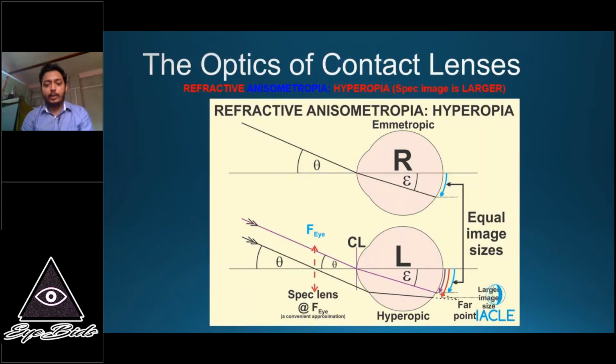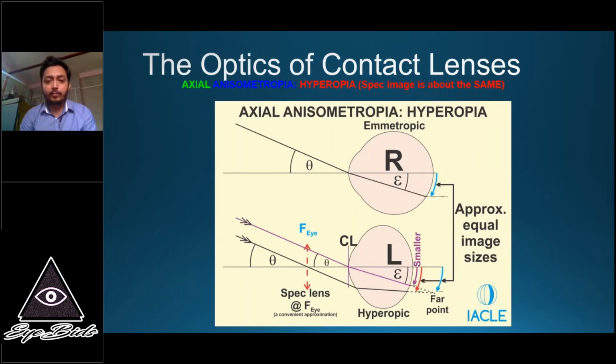Here in this image, if you see below, the spectacle plane. If you keep the spectacle plane, in case of refractive anisometropia, meaning in case of hyperopia, if the patient is wearing the spectacle, the image is magnified. While in case of contact lens, if you see the violet color arrow, that is the contact lens image. So the contact lens image is a little bit smaller than the spectacle image.